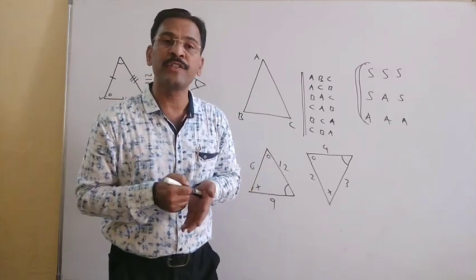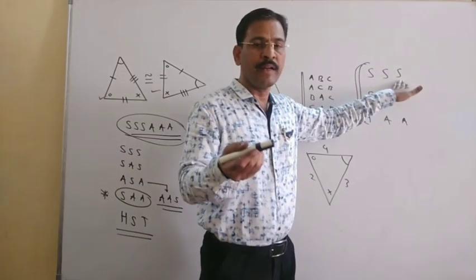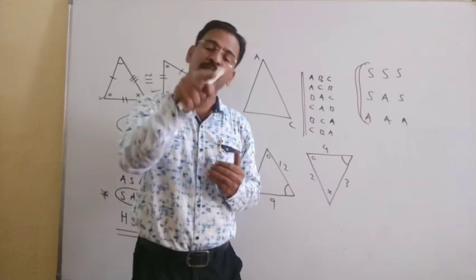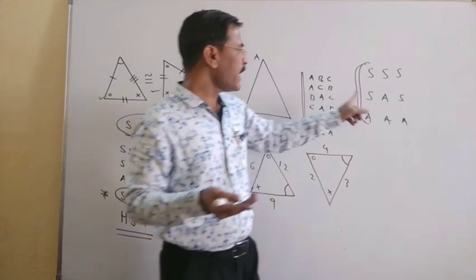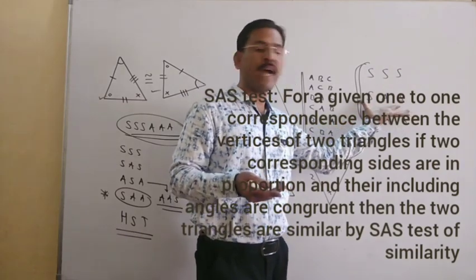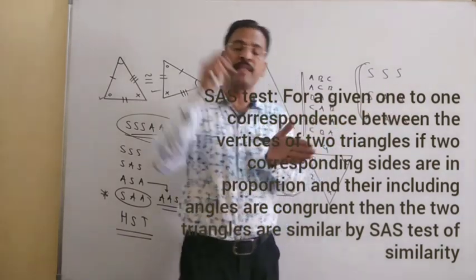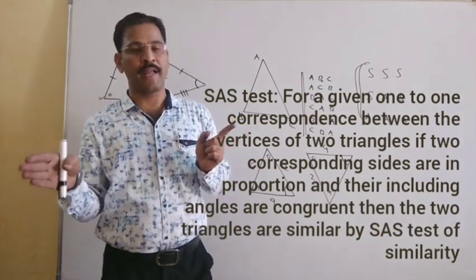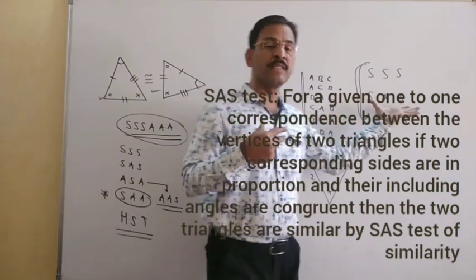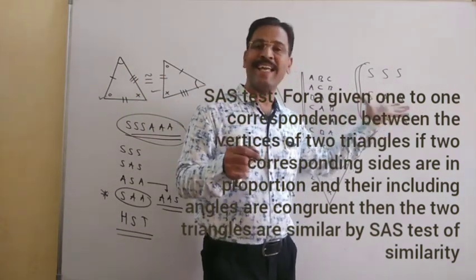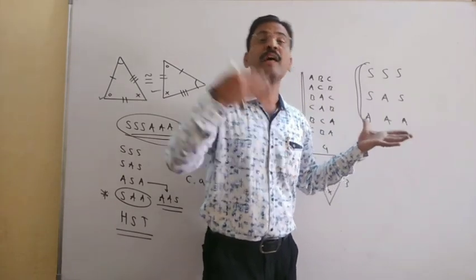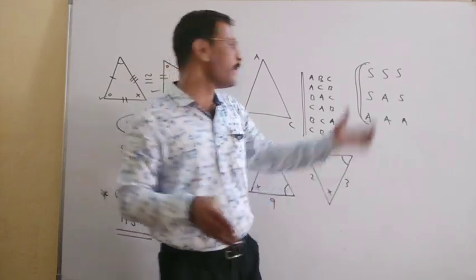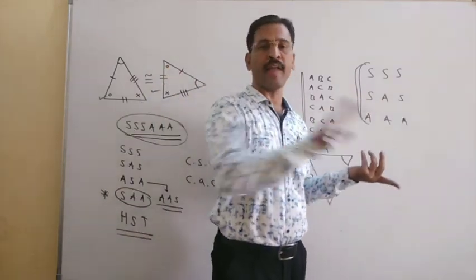Which are the 3 remaining conditions? In SSS, the remaining conditions are nothing but all the 3 angles being automatically congruent, as corresponding angles. Okay? Now after that, SAS means 2 corresponding sides are in proportion and the included angle is congruent in both the triangles. Then we can say the 2 triangles are similar by SAS test. Here also there are remaining conditions: the third corresponding side is in exactly the same proportion and the remaining 2 angles are congruent with corresponding angles.